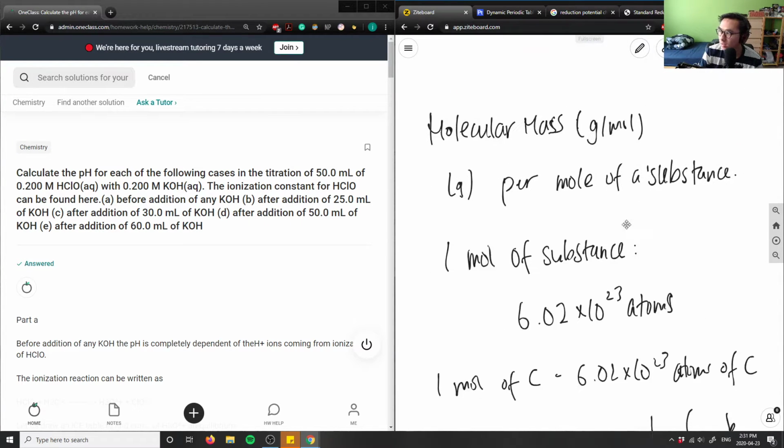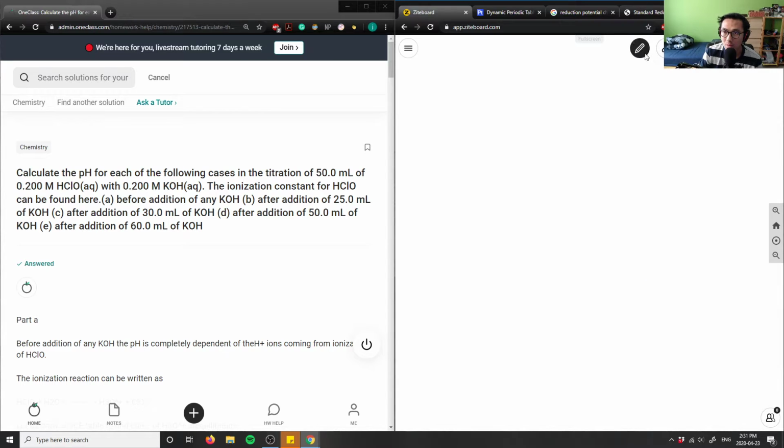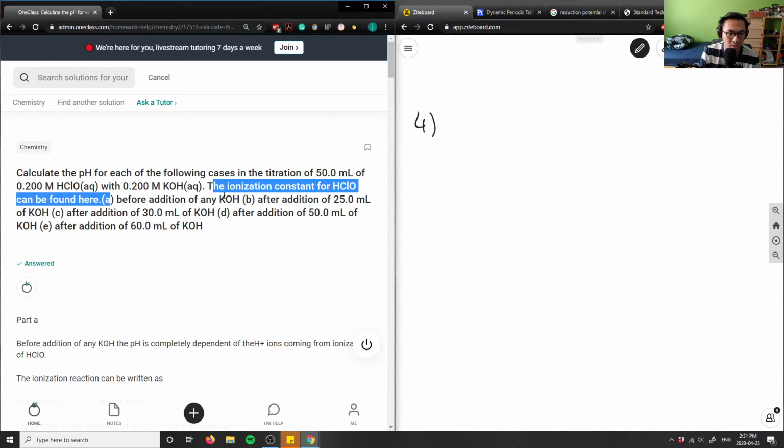I was on question 3. Then let's work on question 4. So question 4: let's calculate the pH for each of the following cases in the titration of 50 milliliters of HClO, hypochlorous acid, plus potassium hydroxide. The ionization constant for hypochlorous acid can be found. I don't see the Ka here, which is weird. The cases are before addition of any potassium hydroxide, at 25, after addition of 30, after 50, and after 60 here.